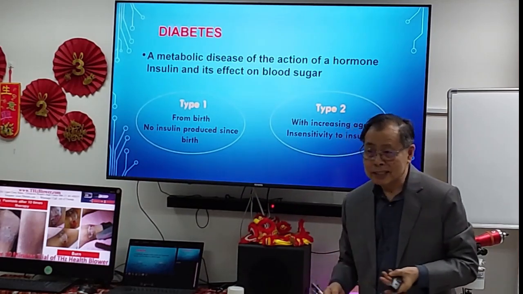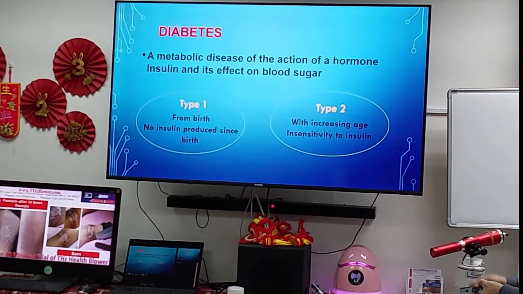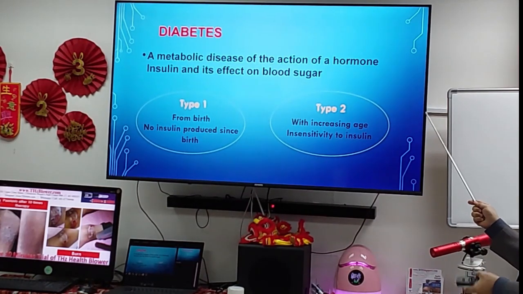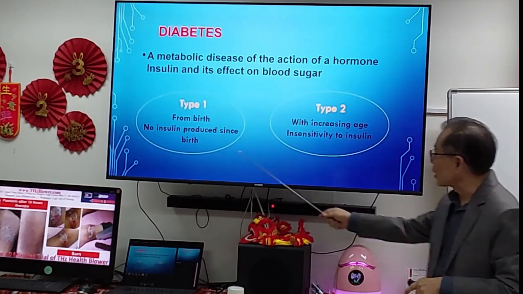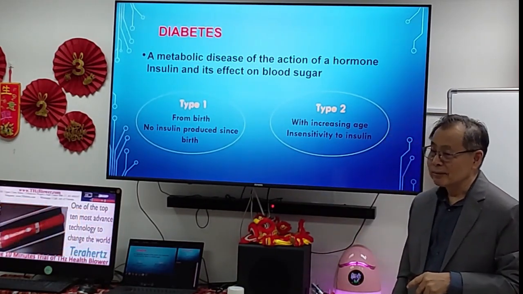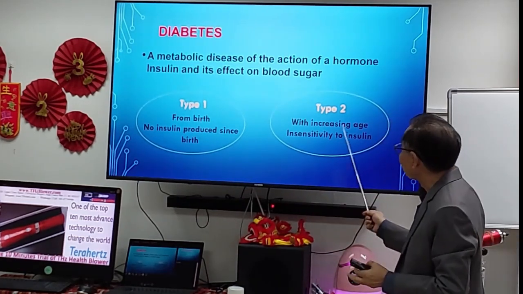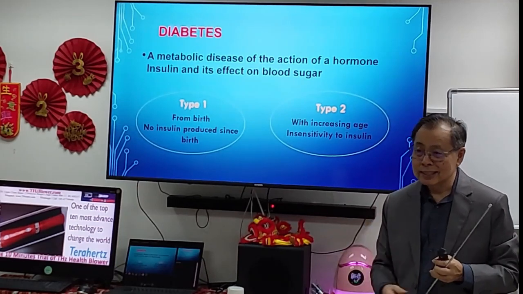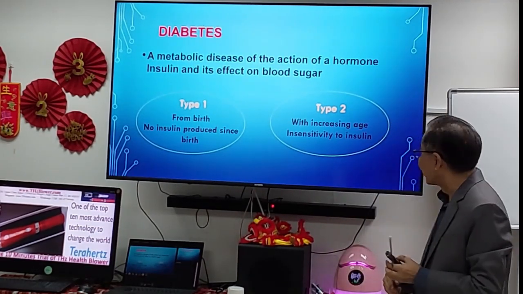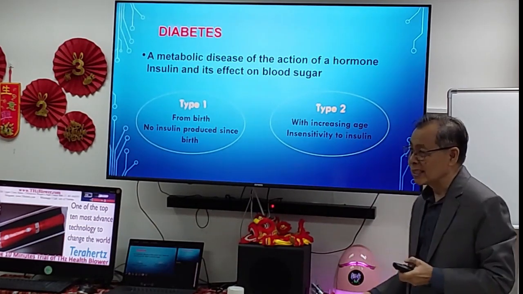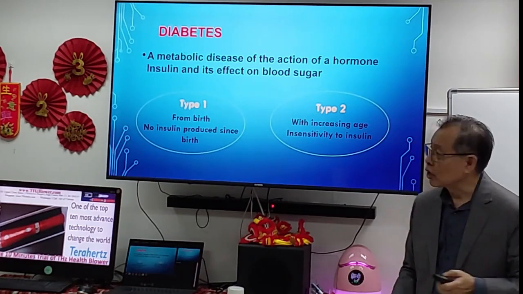So now we talk about diabetes. What is diabetes actually? It's a disease of the action of a hormone and its effect on blood sugar. The two types. One is from birth you don't have it. It's called type 1. Number 2, as you get older, your body fails to respond to insulin, or insulin insensitivity, or insulin resistance. That's what it's called.